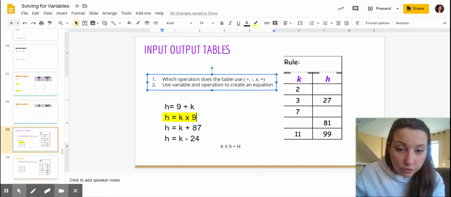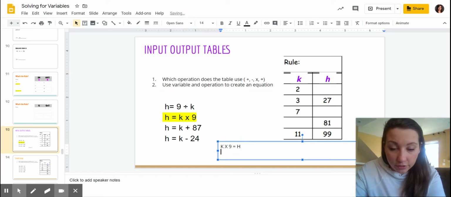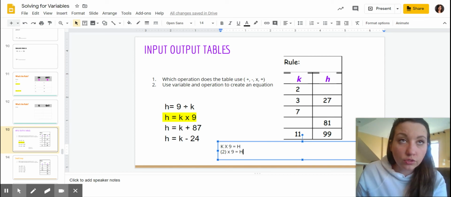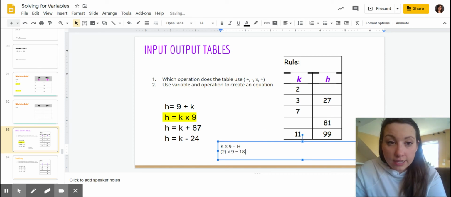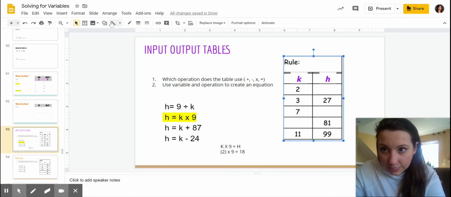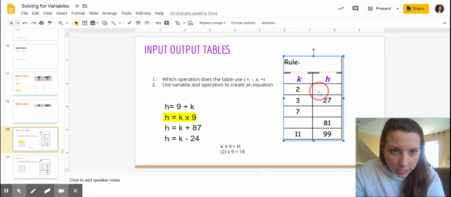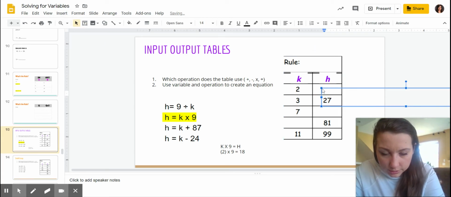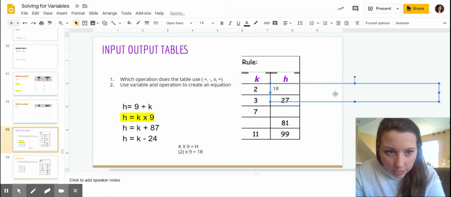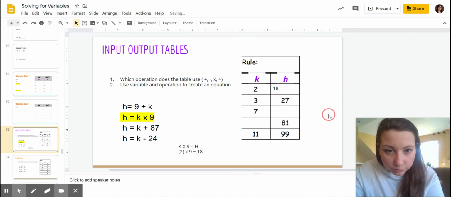So let's substitute 2 in for K. Look down here. 2 times by 9 should equal our new H. 2 times 9 is 18. That means in this box, I'm going to put the number 18. I don't think I can type right in there, so I'm going to do this. Okay. Now we're going to carry on and go to the next box.